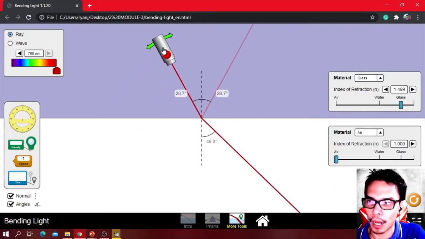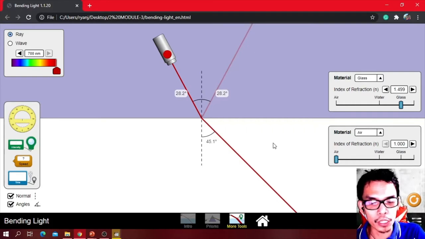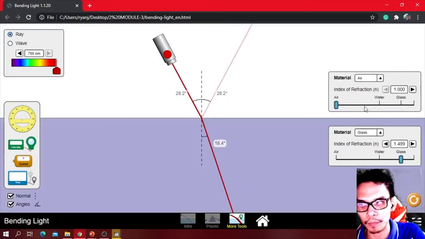Alright, so the glass allows the light to escape and it moves through the air. As you can see here, glass has a higher index of refraction than air. So the angle of refraction right here is moving away from the normal line, the one that you have right here. So this is the normal line, and that is the trend here: from a higher index of refraction to a lower index of refraction, the angle of refraction moves away from the normal line.